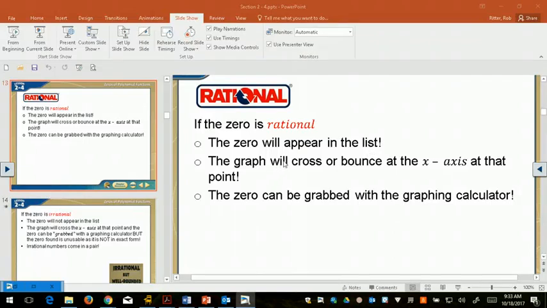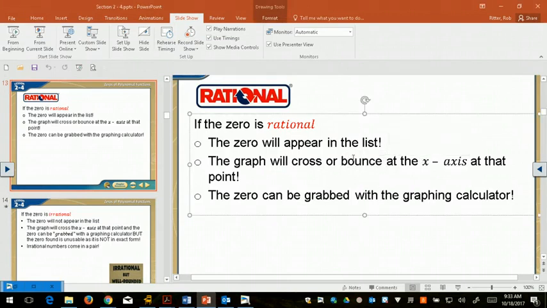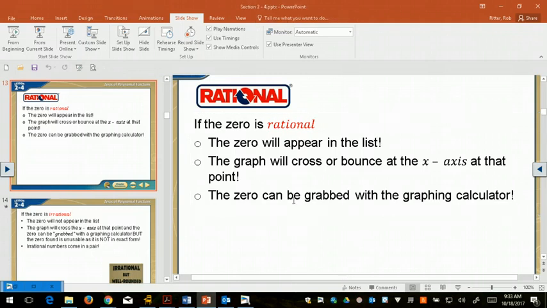We'll see on the graph that it will cross the x-axis or be tangent to it, that's where it says bounce, cross or be tangent to the x-axis at that point. And we can actually get that zero right off the graphing calculator as a fraction, not an ongoing decimal. If it's an ongoing decimal, then it may not be rational. We'd have to see if we could convert it to a fraction or not. So honestly, in Algebra 2, all you did was generate your list, find one that was a zero, divide it out, get your next polynomial. We're going to be repeating that process here.